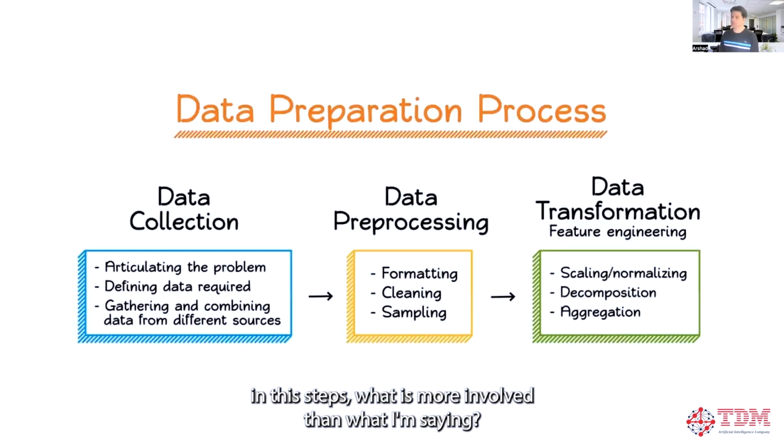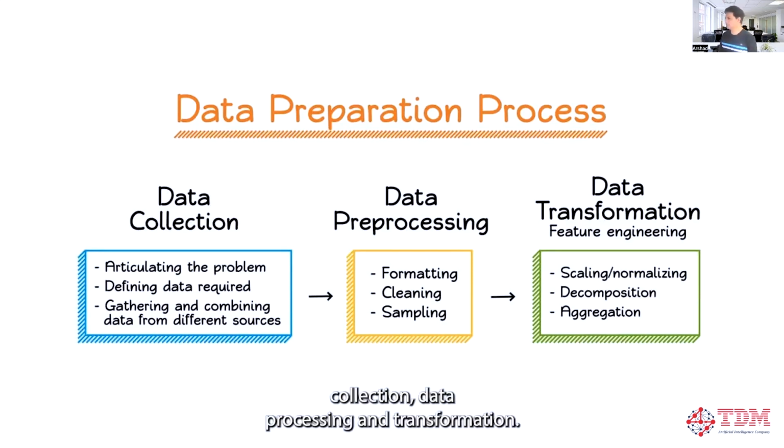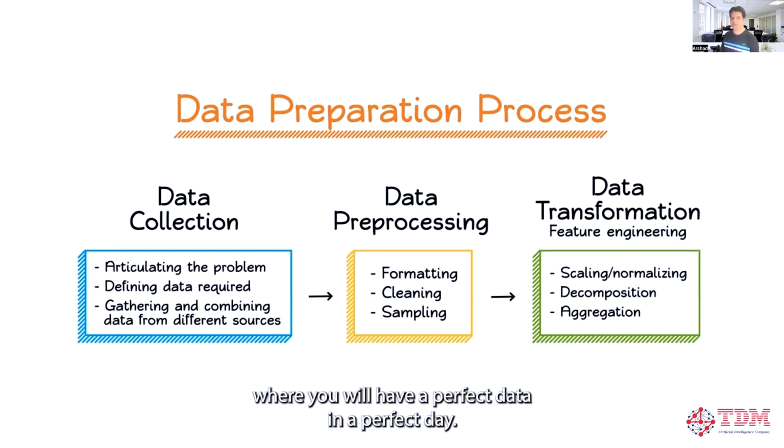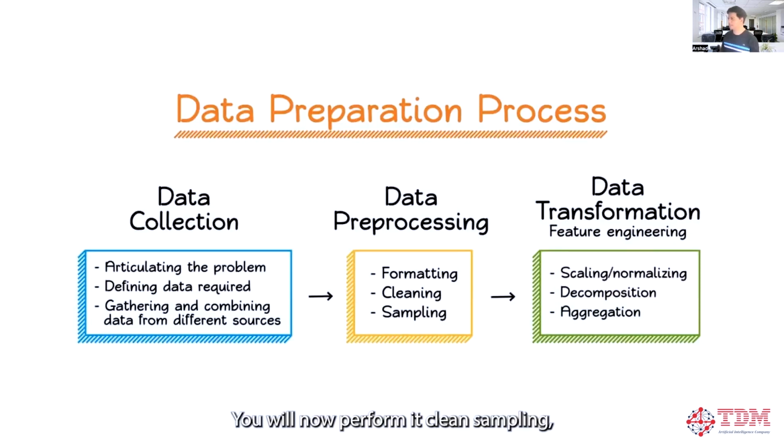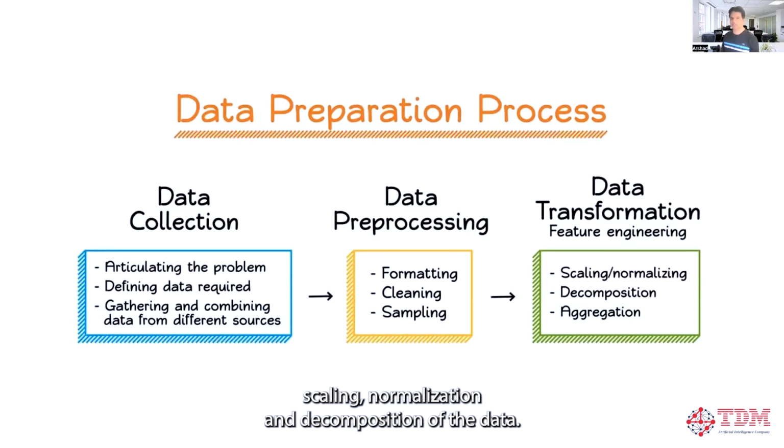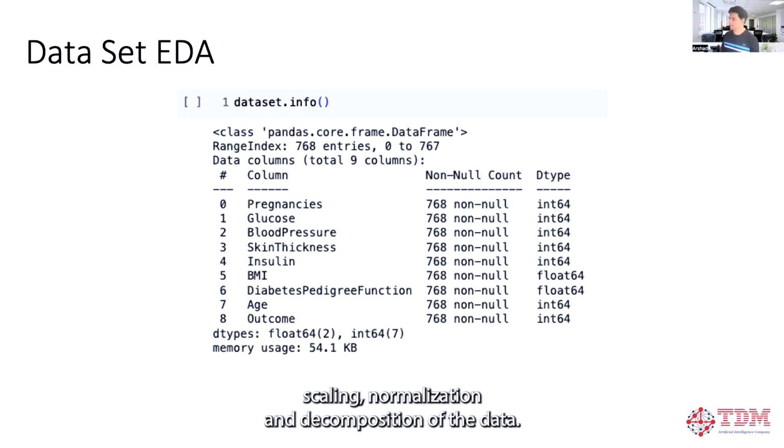So these steps are more involved than what I'm saying; I'm describing them at a very, very basic level. Data collection, data processing, and transformation. You will never have a situation where you have perfect data. You will have to format, clean, sample, scale, normalize, and decompose the data. So you'll do that. This is how it looks after you get the data.